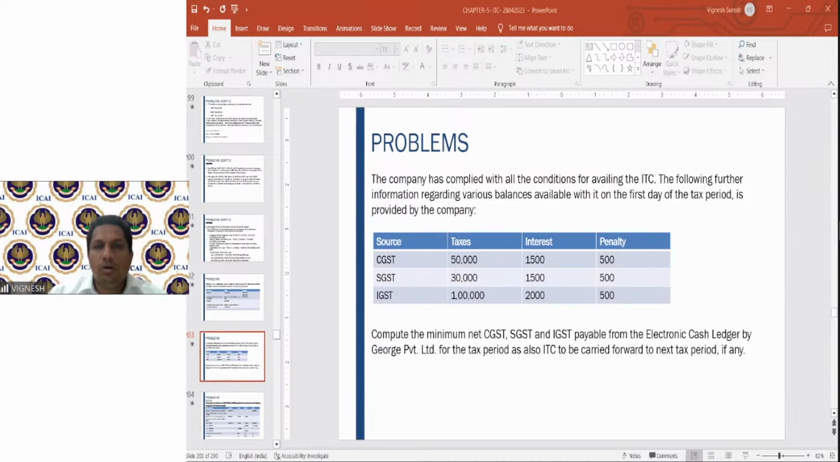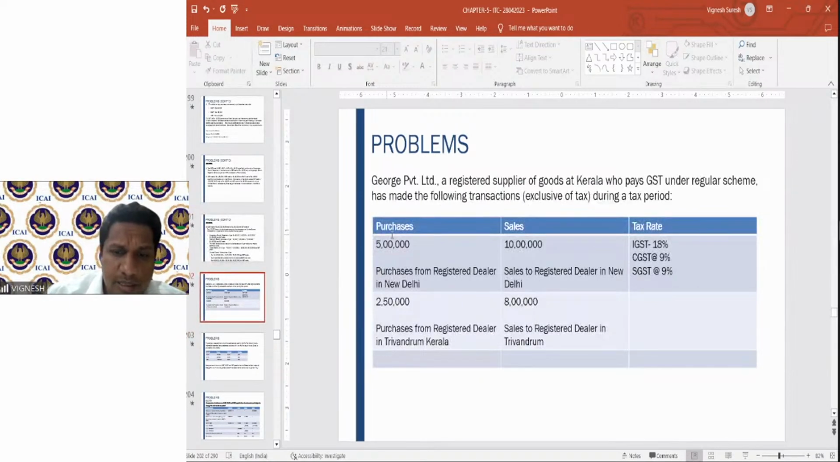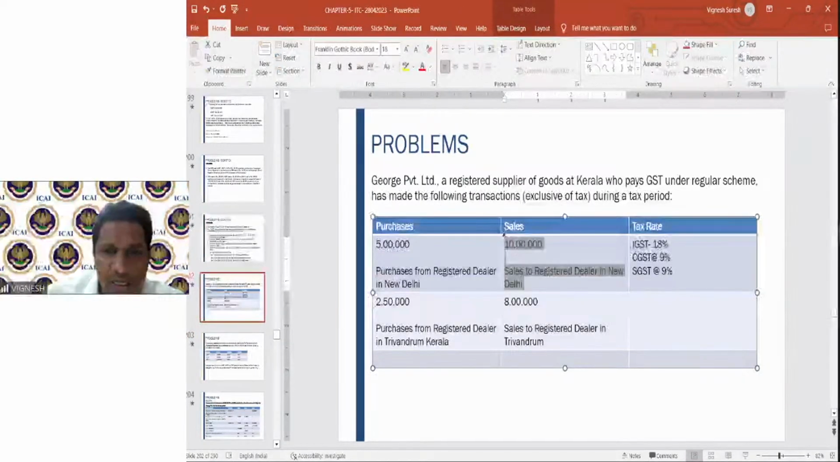So how do you work out this? First, you have to compute the GST payable. Always remember, in a GST related question, first you have to work out the output tax liability and then avail the input tax credit. So first year, he makes the sale of 10 lakhs to a registered dealer in New Delhi.